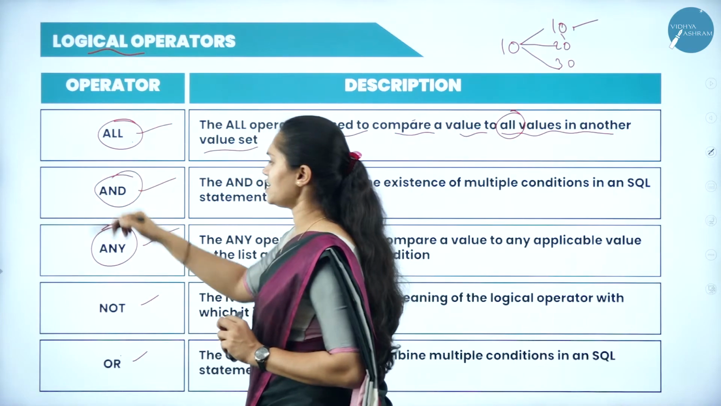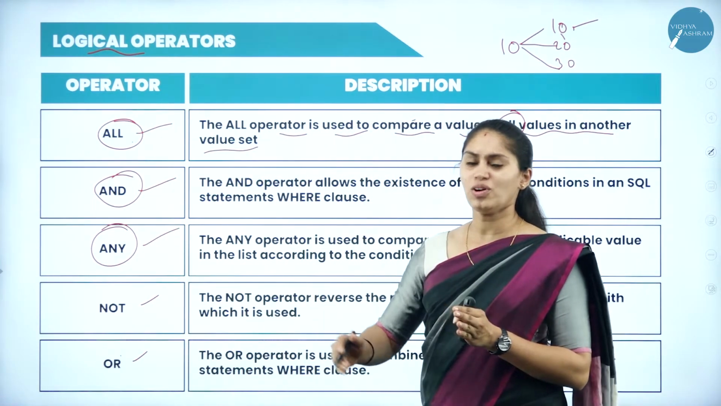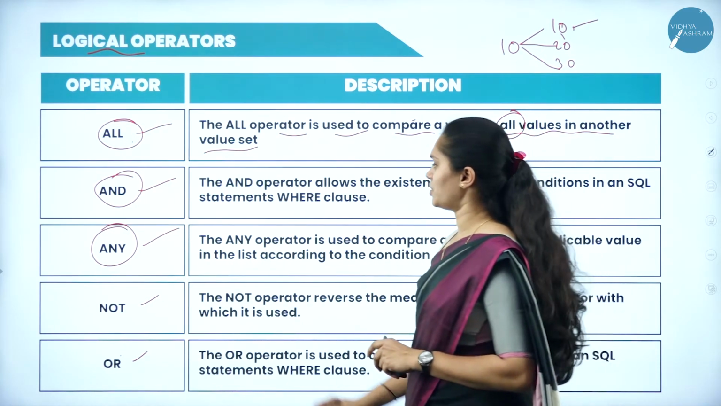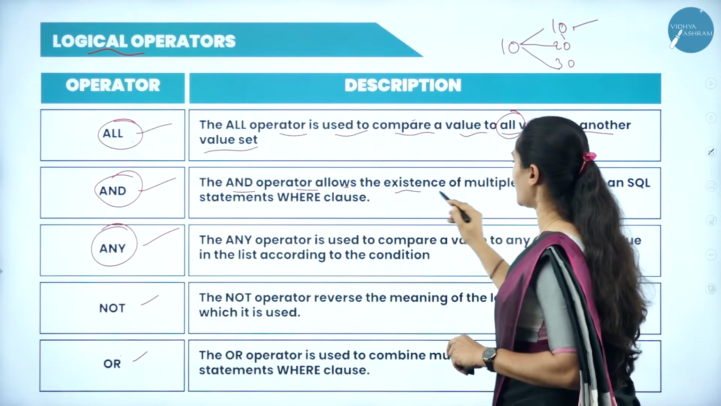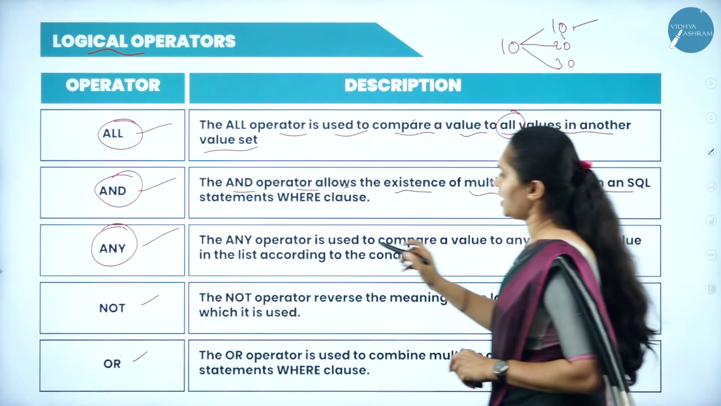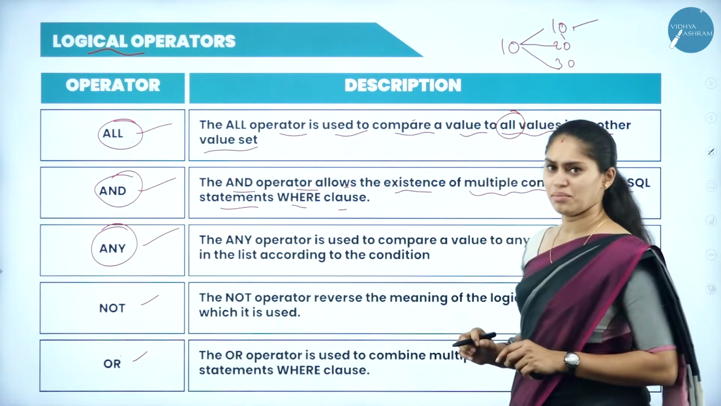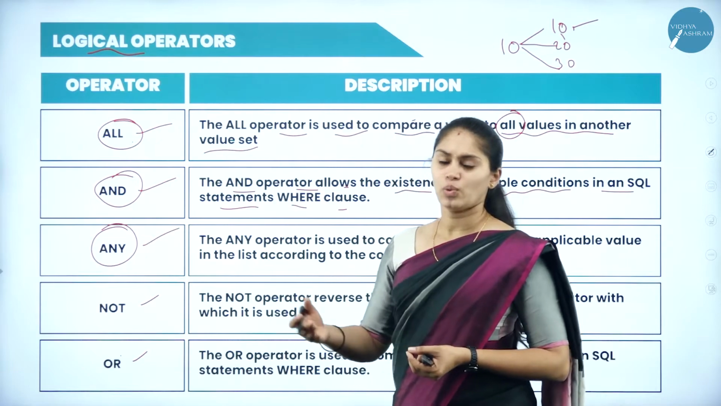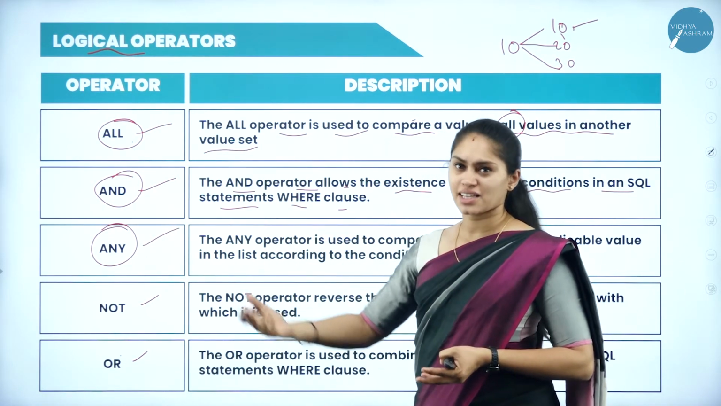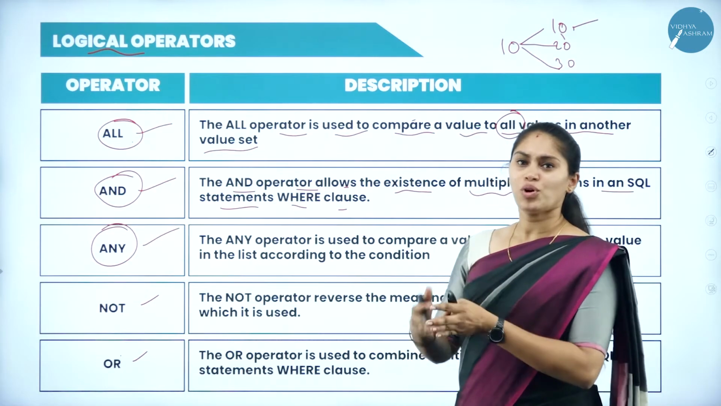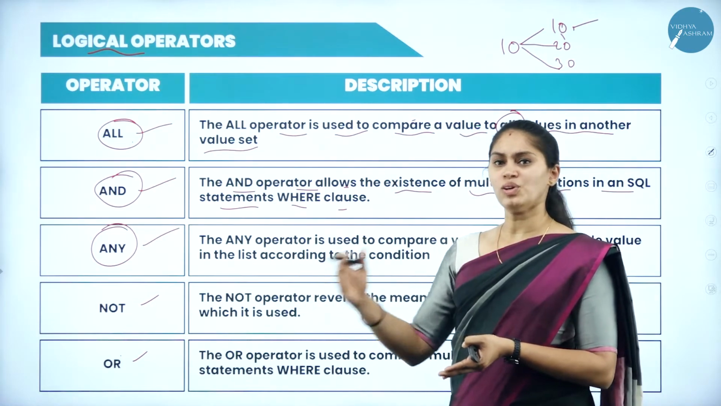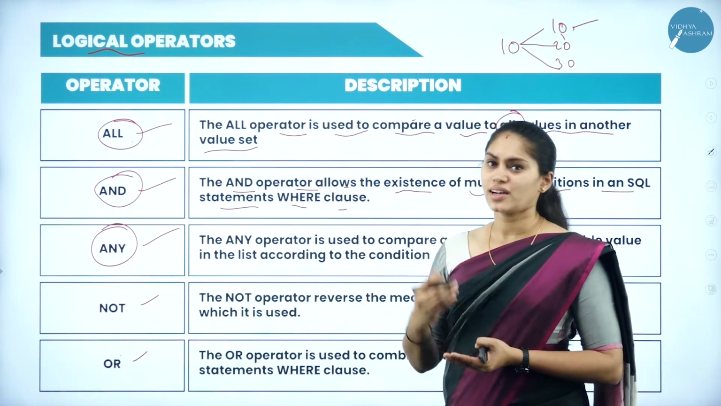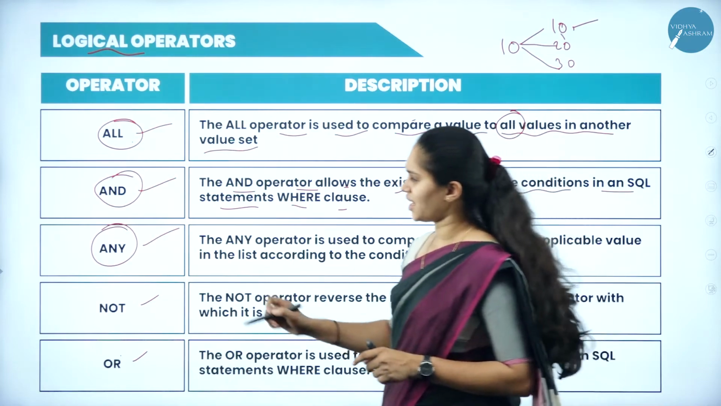Already we know about AND. If both the conditions are true, then only it will return true. If any one of the conditions is false, then it will be false. The AND operator allows the existence of multiple conditions in an SQL statement's WHERE clause. For example, where marks is greater than 20 and where age is greater than 21. At that time, both conditions need to be satisfied. If both are true, then only the result will be true. Otherwise, if any one of the conditions is false, the result is also false. That is related to AND.